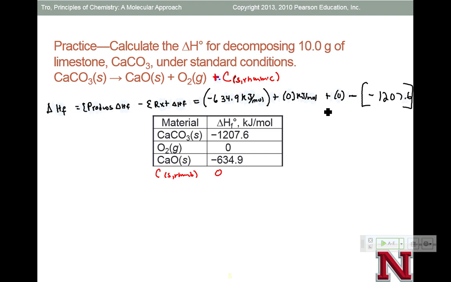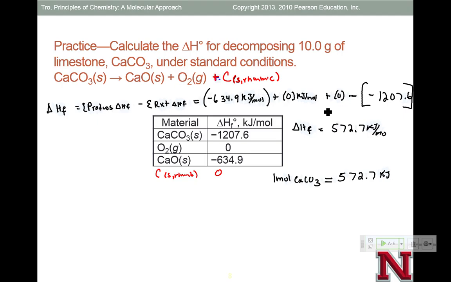So of course that makes that term positive. So my delta H in this case is actually going to be positive. Delta H of formation for CaCO3 is going to be 572.7 kilojoules per mole of CaCO3. So that tells me for every 1 mole of CaCO3 that decomposes, because this is positive, we're going to need to take in 572.7 kilojoules of heat.